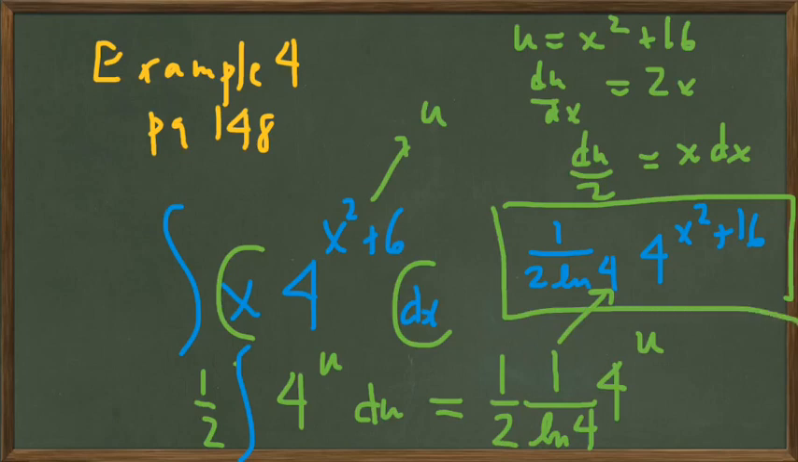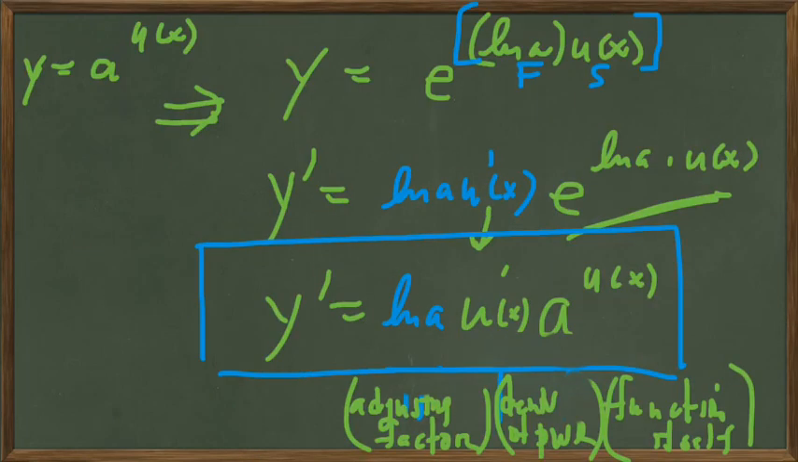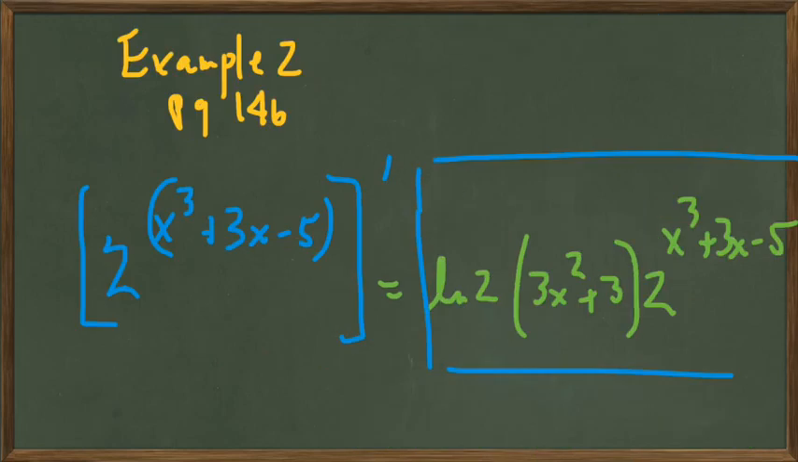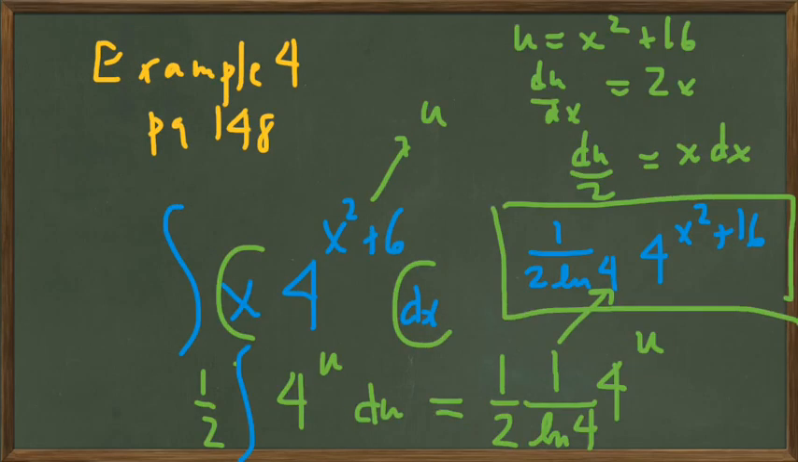So when we're differentiating a base that's other than e, we have to multiply by ln of that base. When we're integrating a base other than e, we divide by ln of that base.